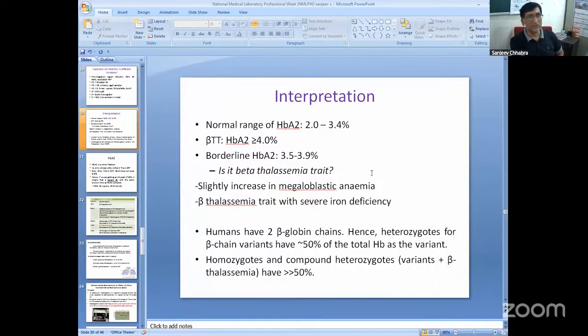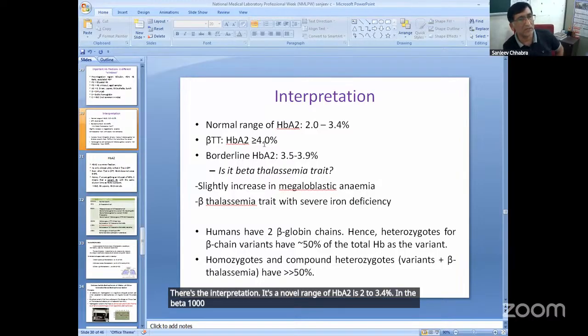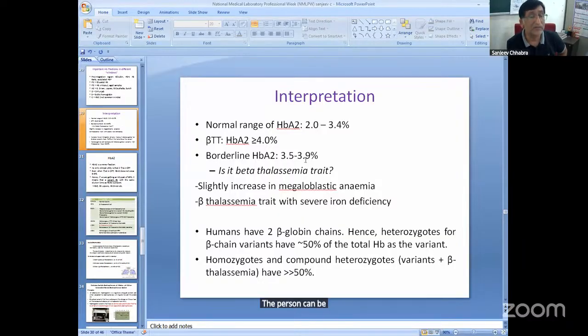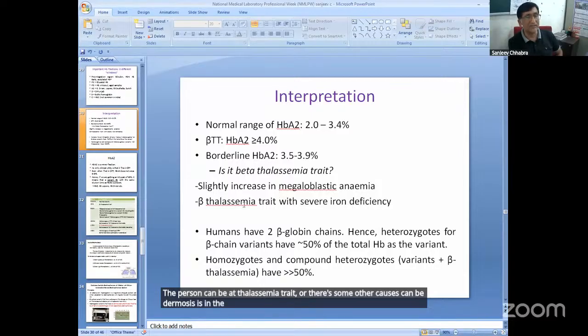Then the interpretation. If the normal range of HbA2 is 2 to 3.4%, in the beta thalassemia trait you find it is more than or equal to 4%. If it's 3.5 to 3.9, the person can be a thalassemia trait, or there can be some other causes. Most is in the diagnosis of anemia. If beta thalassemia trait with IDA, you will find it lying in this zone. So it's called a gray zone.